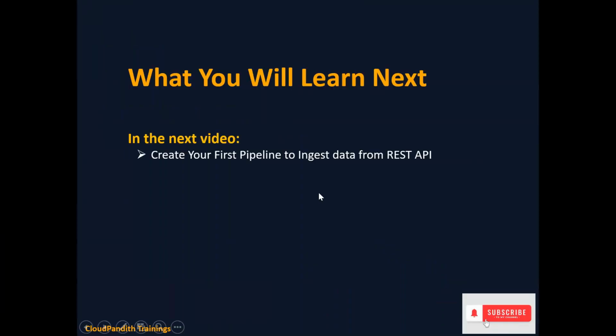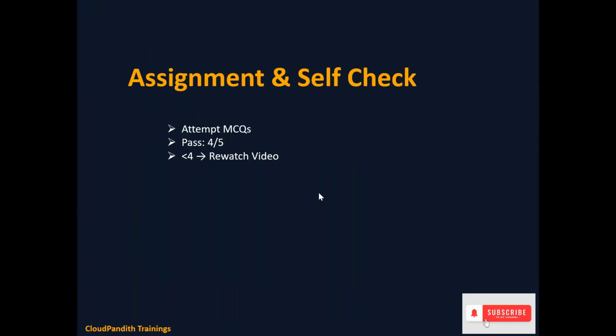So in the next session, we will see how to create our first pipeline to ingest data from the REST API. Now I'm going to show you 5 MCQs. Please attempt them and get 4 out of 5. If you get 4 out of 5, you can go and watch the next session. Otherwise, rewatch the same session.